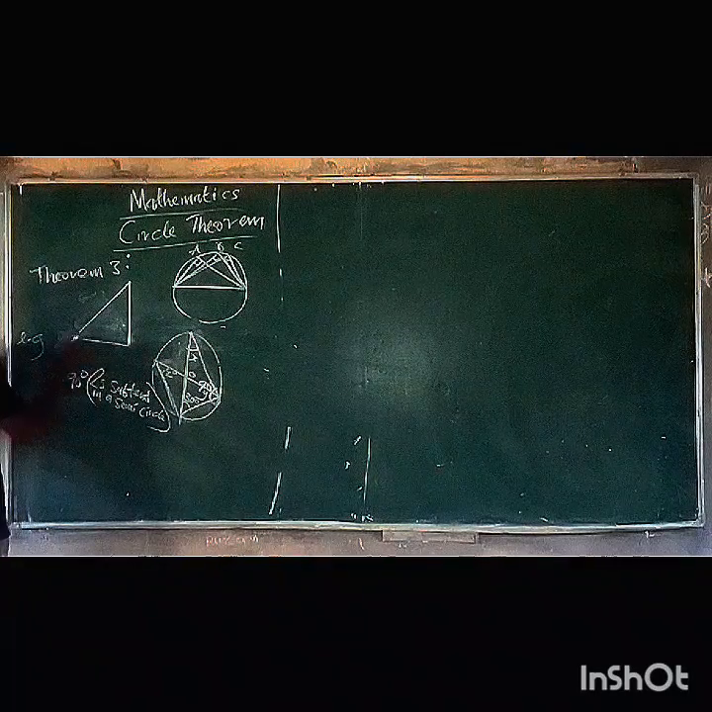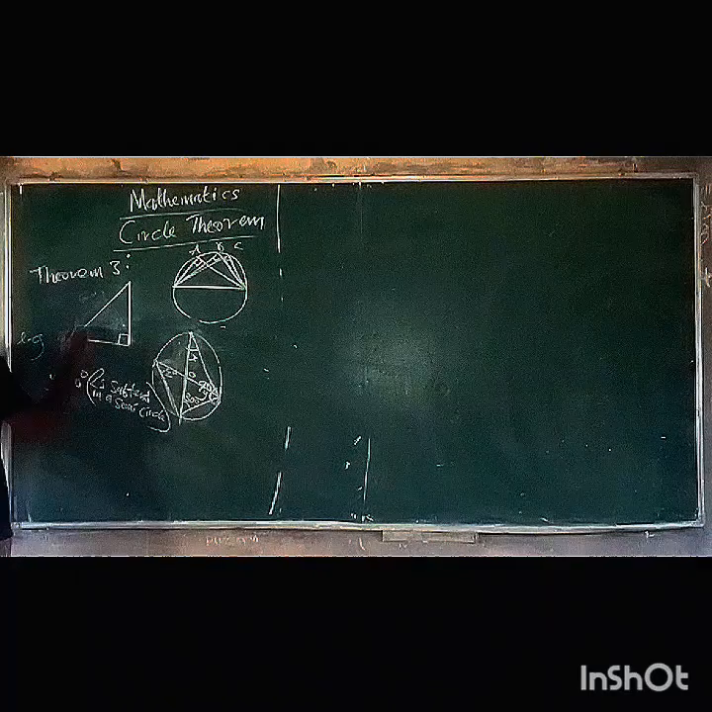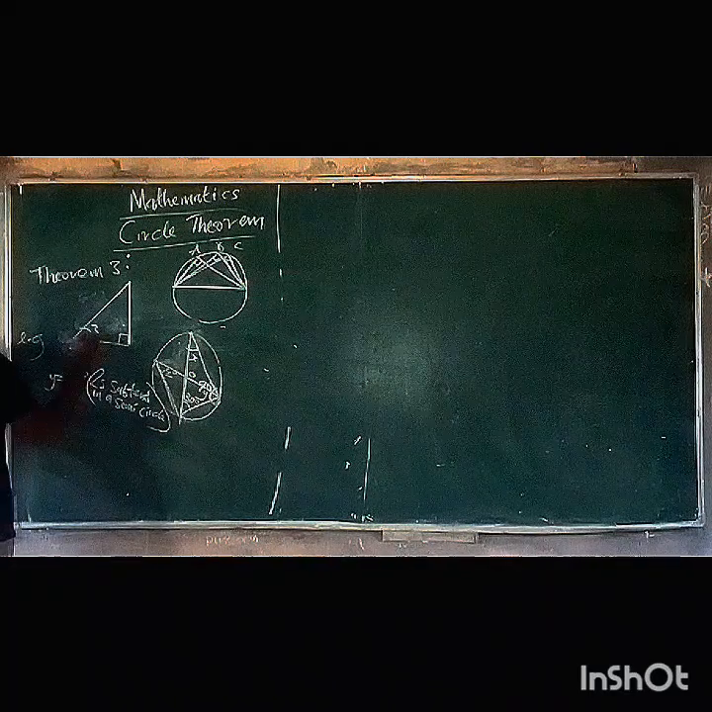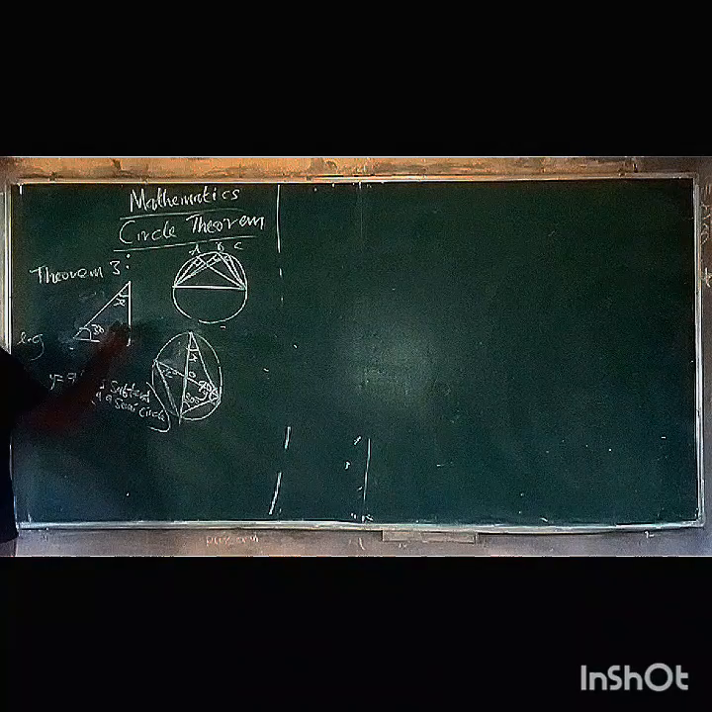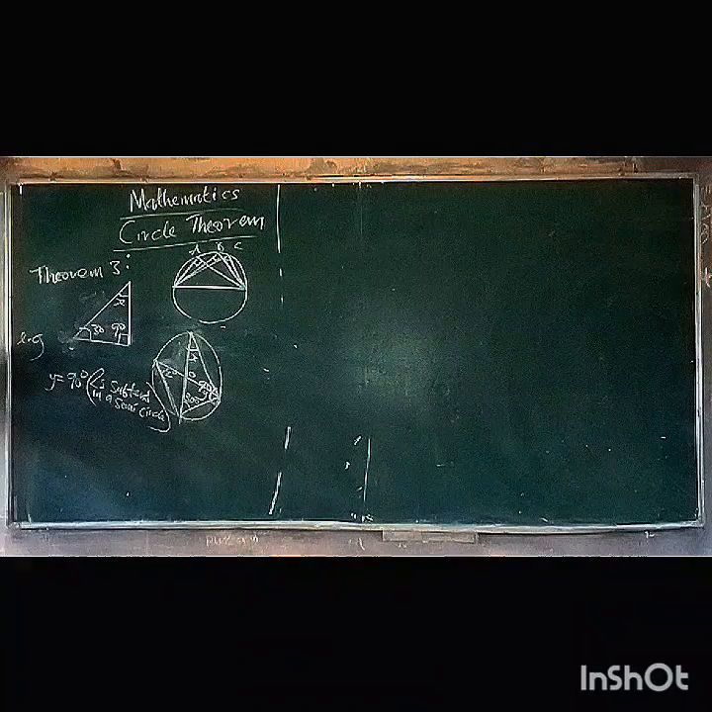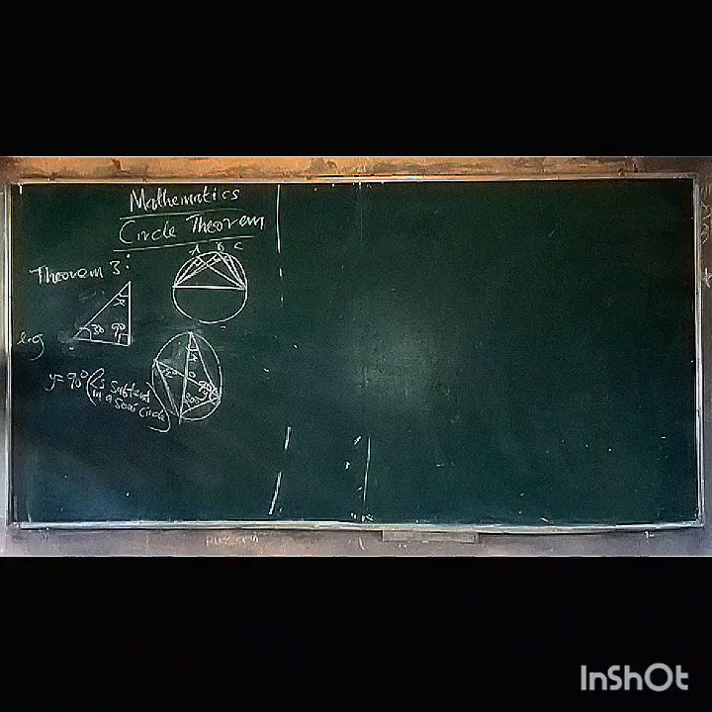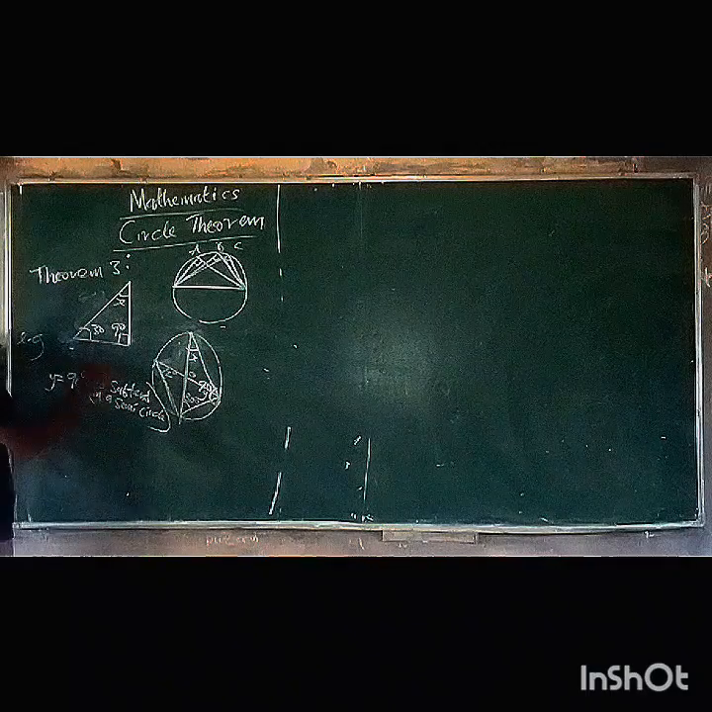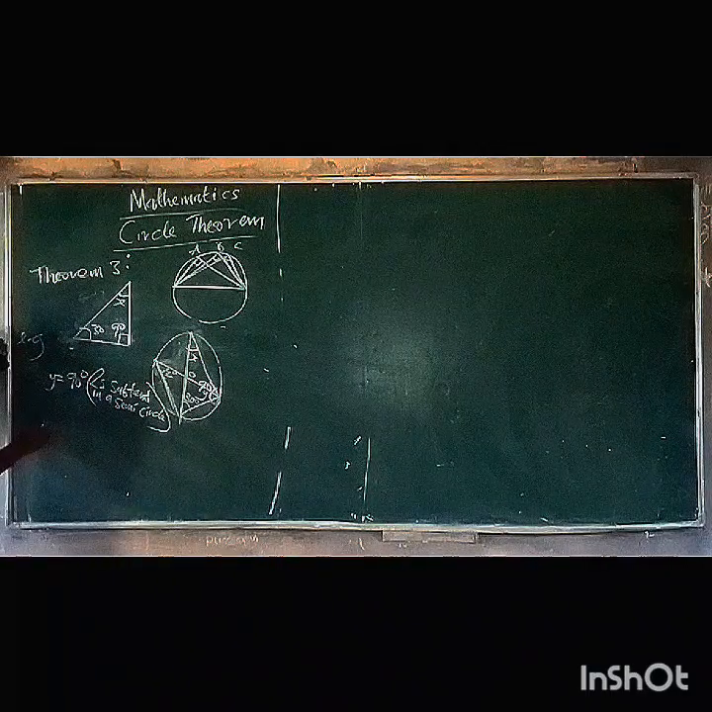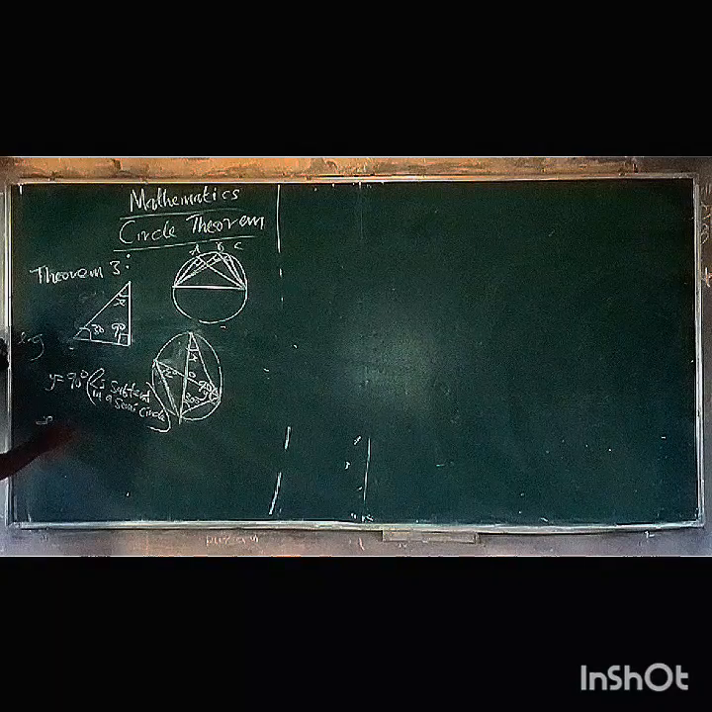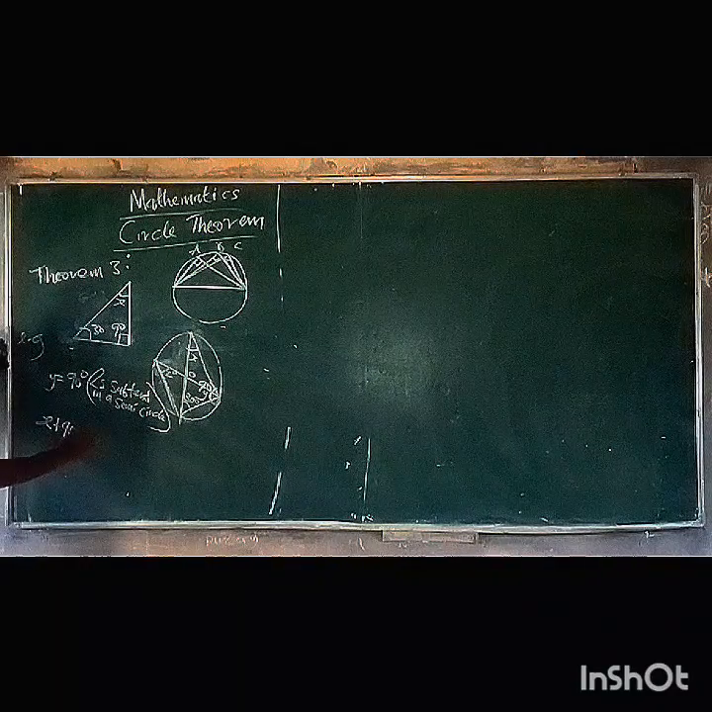So let's look at the triangle. Here is my 90 degrees, here is my 30, and here is my x. What will be the value of x? What is the sum of the angles in a triangle? The total sum of the angles in a triangle is 180 degrees. So x plus 90 plus 30.